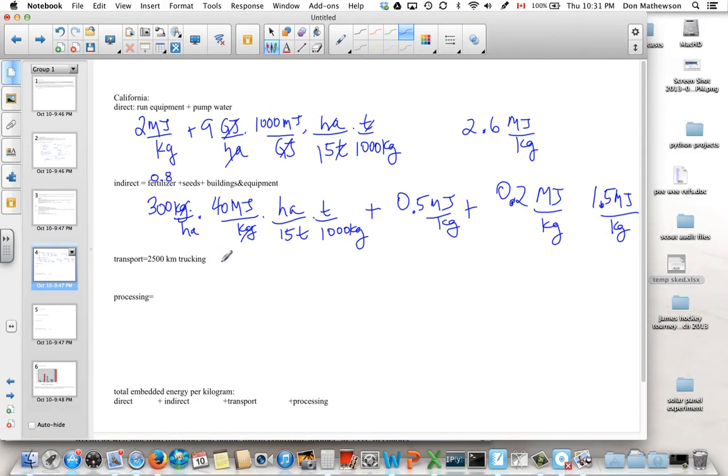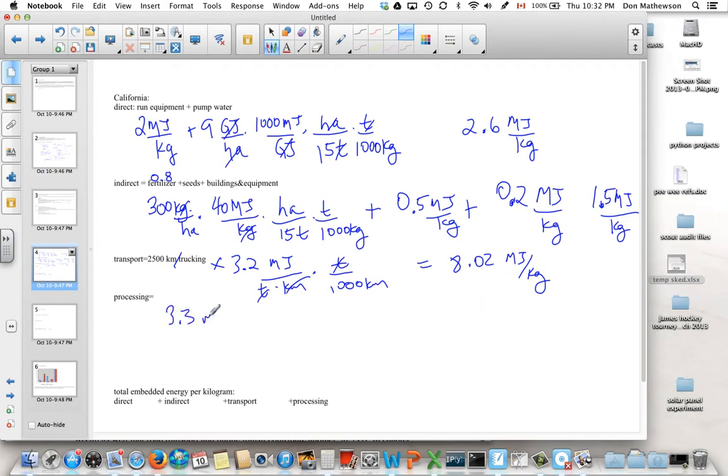Next, transportation. We expect this is going to be large, and indeed, for California tomatoes, it doesn't disappoint. There's 3.2 million joules to transport a ton a kilometer. We want this in megajoules per kilogram, not megajoules per ton. So a ton is 1,000 kilograms. And now the tons cancel out. So 2,500 over here times 3.2 divided by 1,000. So there, as we might expect, every kilogram of tomatoes took about 8 million joules to get it to us.